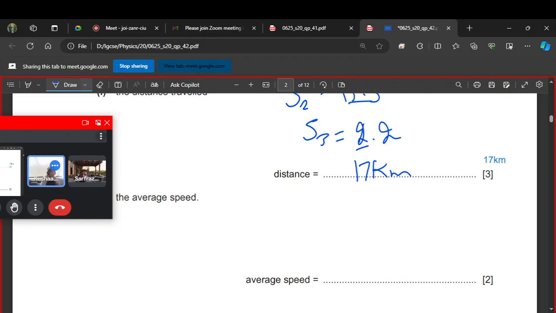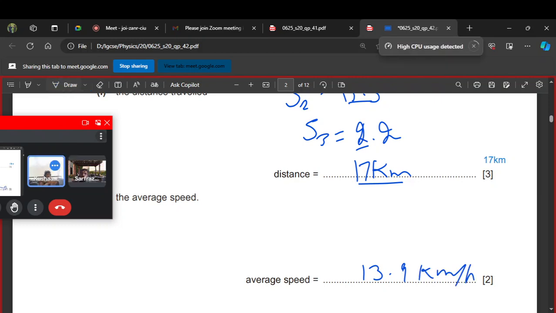Kilometers per hour. Have you done it? Can you repeat? I did 17 divided by 74 over 60. Okay, very good. You used the distance and time taken. You have used the time 74 minutes. Yes. Okay, very good. What is the answer for average speed? 13.9 kilometers per hour. Okay, very good.